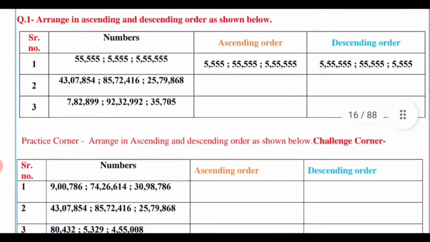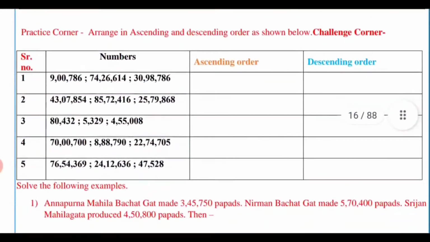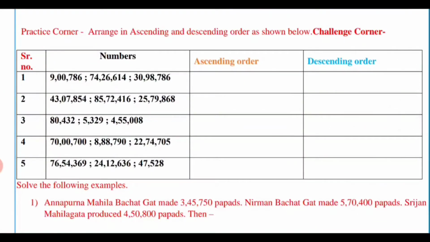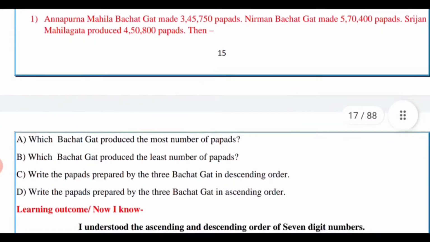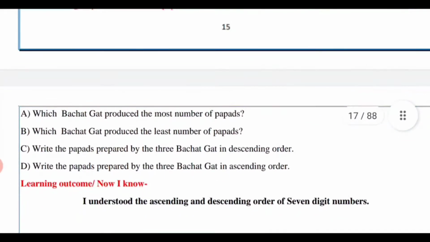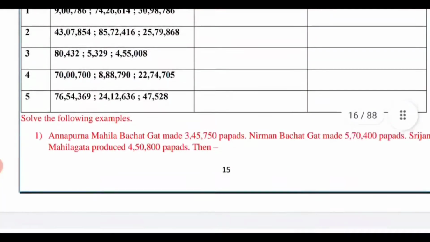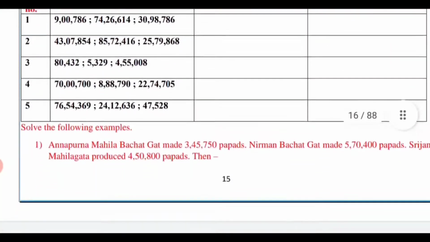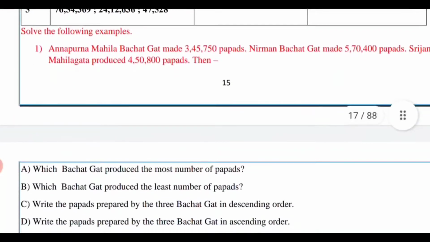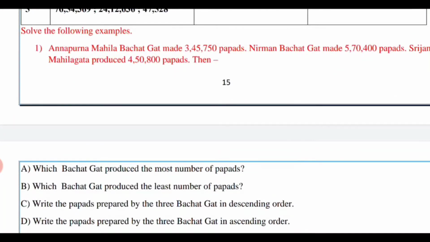After this there is a practice corner. In the practice corner also we have to do the same thing: arrange the given numbers in ascending and descending order. Then there is a challenge corner. In the challenge corner there is one question, and in that question a few sub questions are given, and we will have to write the answers to those sub questions. So let us solve these two questions in our notebook: this table from the practice corner and this question from the challenge corner. Let us go to the notebook.